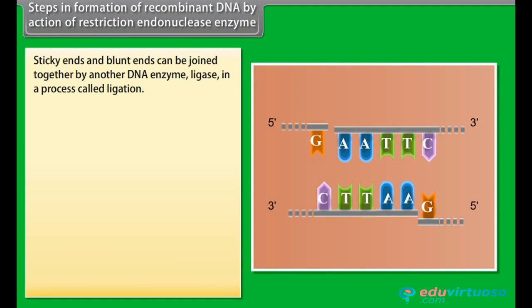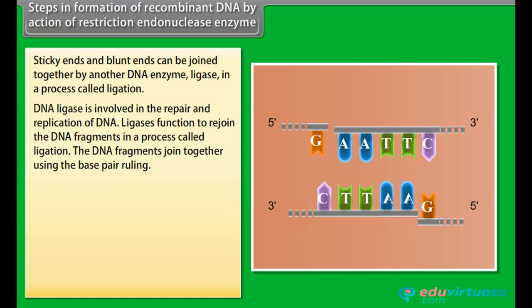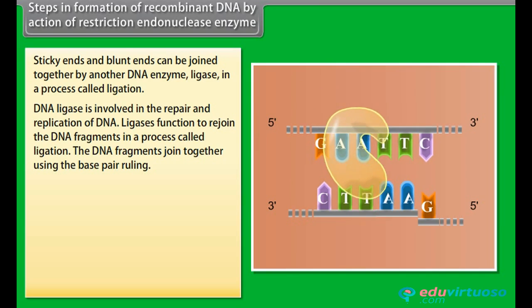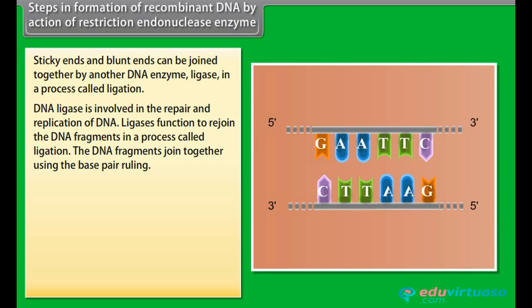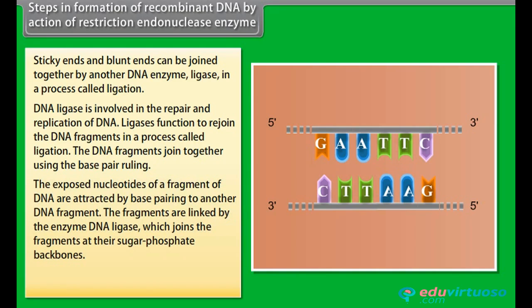Sticky ends and blunt ends can be joined together by another enzyme, DNA ligase, in a process called ligation. DNA ligase is involved in the repair and replication of DNA. Ligases function to rejoin the DNA fragments in a process called ligation. The DNA fragments join together using base pair rules. The exposed nucleotides of a fragment of DNA are attracted by base pairing to another DNA fragment.